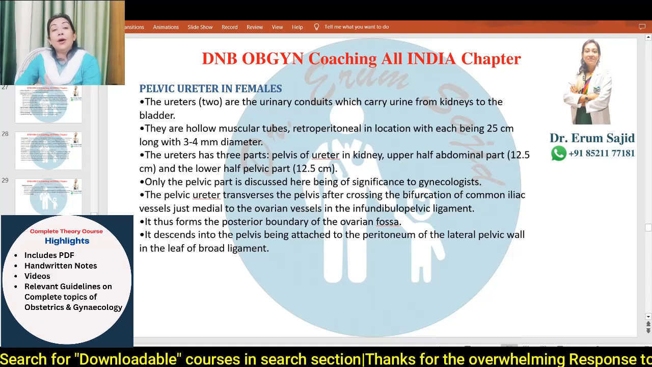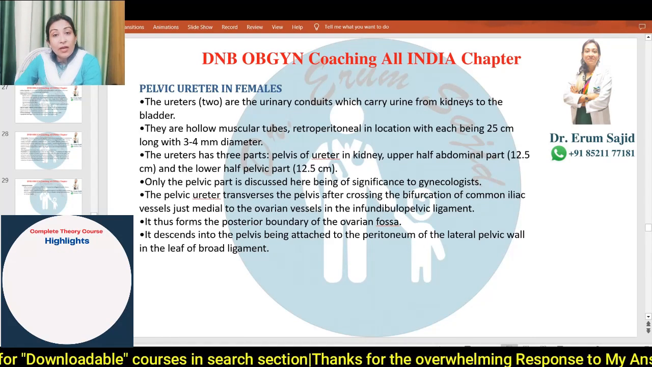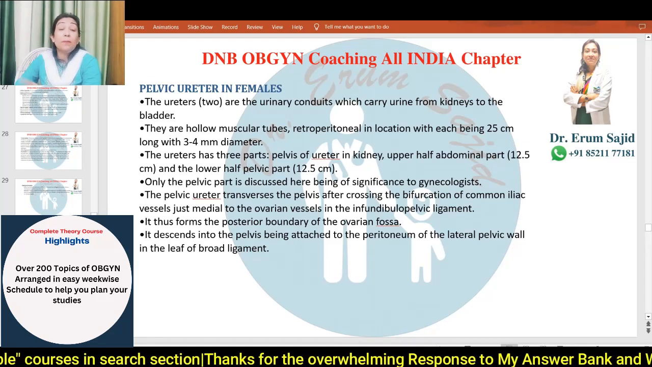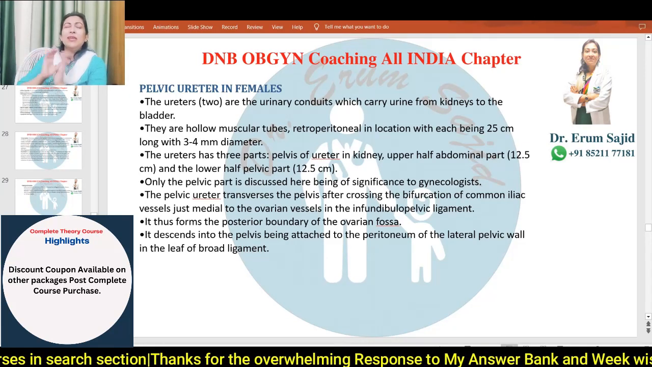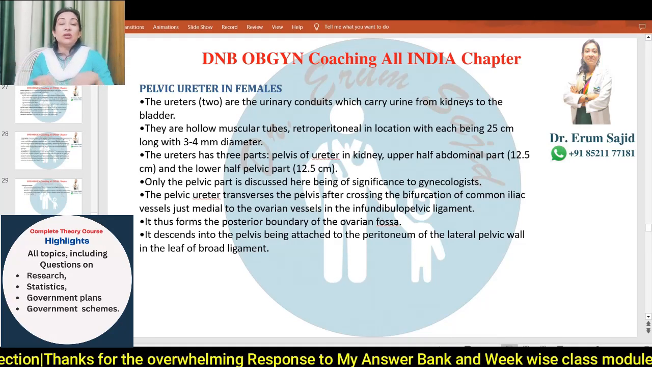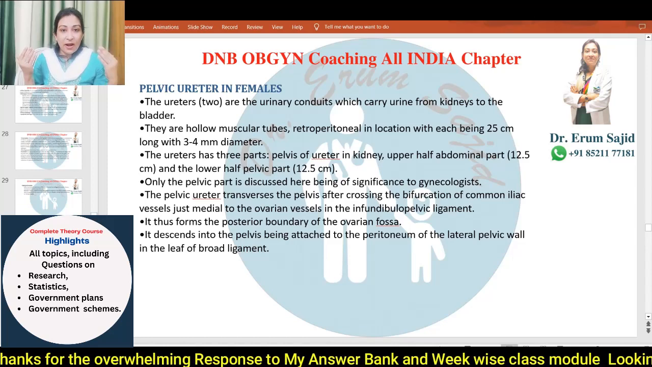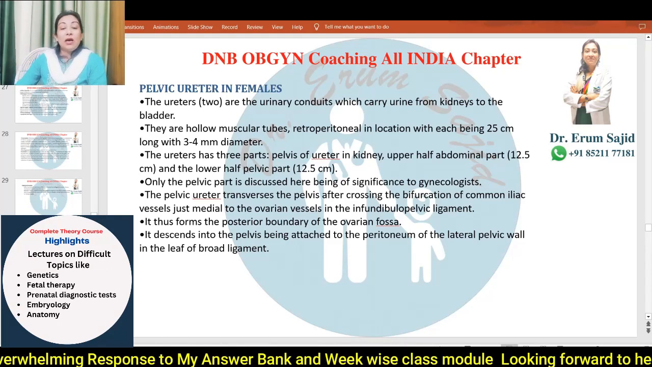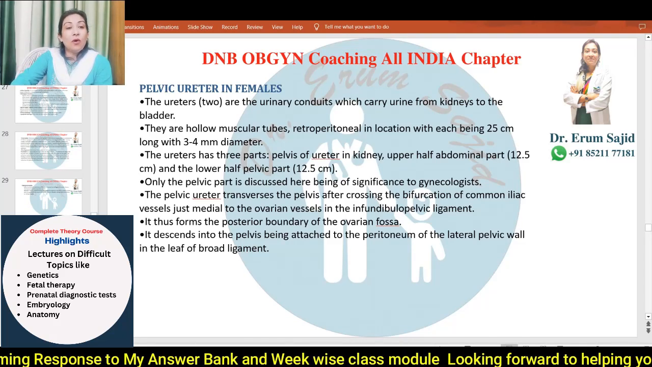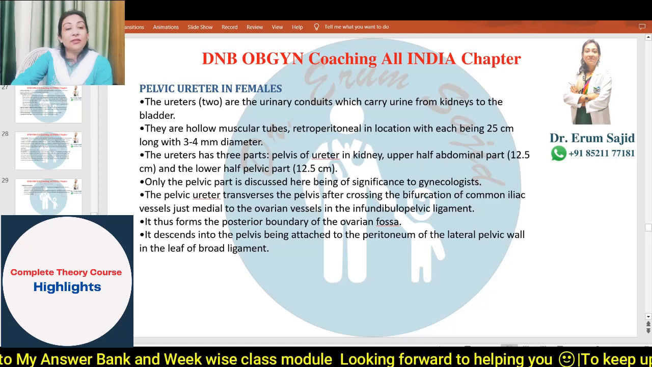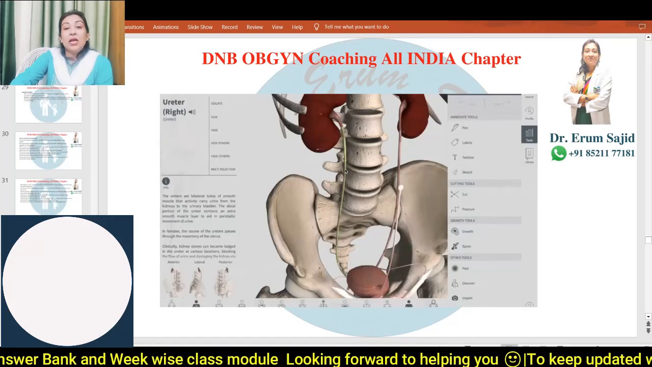Now, only the pelvic part is discussed here in our scenario, because it's basically more important to the gynecologist. But nevertheless, I will be discussing a little bit about the abdominal part as well, because half information will not register in your mind. We'll trace it right from the kidney, right? So the pelvic ureter. I'll show you a video after this, with the help of which you'll be able to understand the anatomy better.